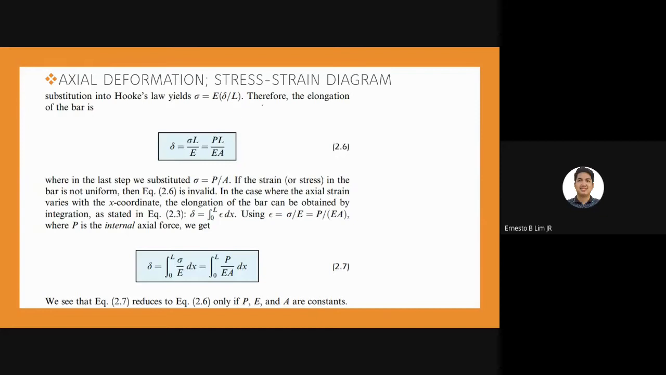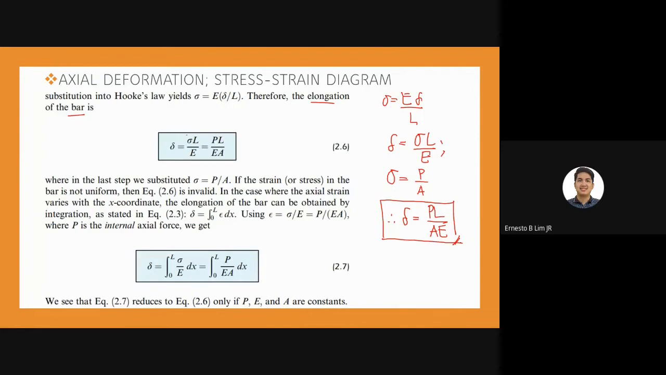Therefore, we could create a formula for the elongation of the bar, which is the elongation is equal to stress times L over E. Okay, just simply cross multiply it, guys. So E times the elongation over L, cross multiply L. So therefore, our deformation is equal to stress times L over E. But take note that stress is equal to P over area. So therefore, our formula for elongation could also be written as P times L over AE.